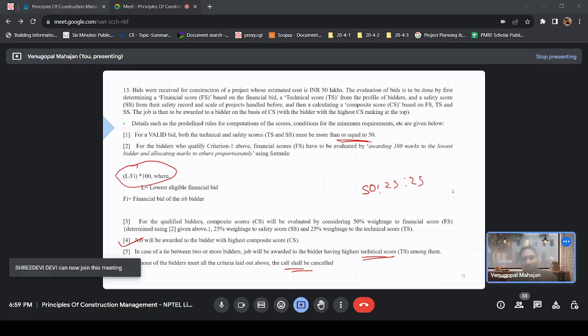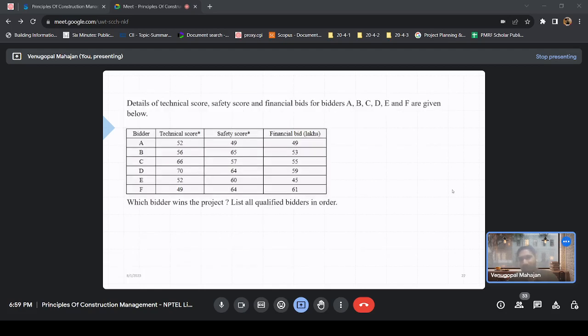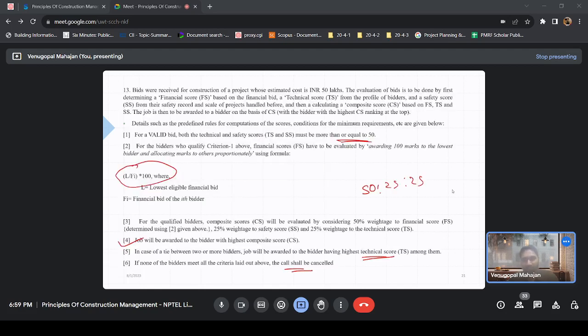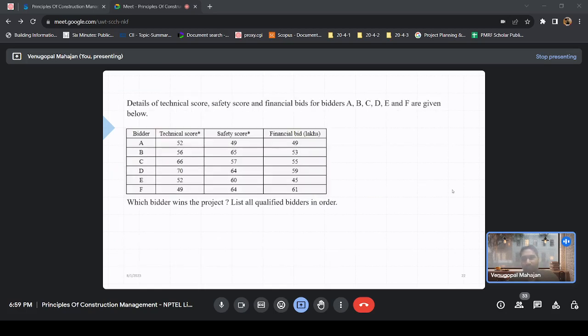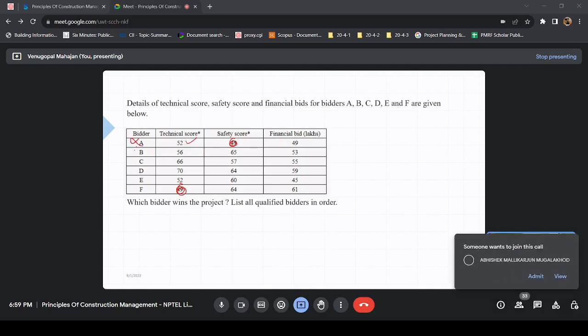Okay, so now let's try to evaluate. What is the first thing? Find out what are the valid bids. So A and F are not considered because their TS and SS are below 50. For F, TS is a problem, and for A, safety is a problem. So we will ignore these two, right?